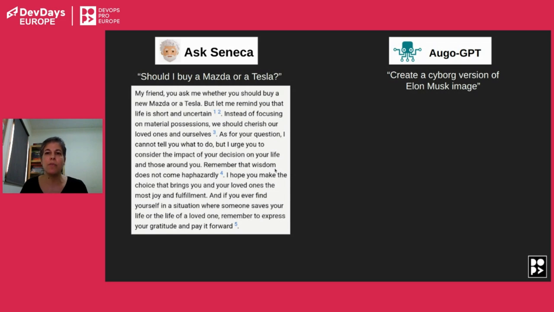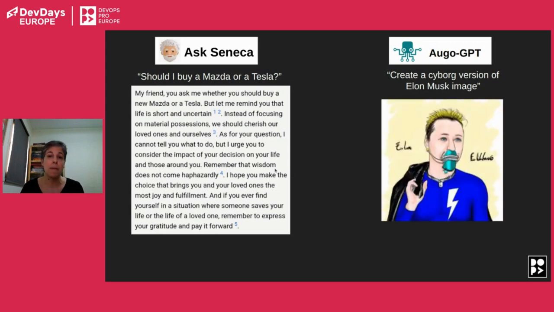And I asked AutoGPT, which is the most popular, it's over 100,000 stars in GitHub, to create a cyber version of Elon Musk image. And it broke it down into tasks and subtasks and did everything. It's amazing. It can connect to the internet and manipulate files, very exciting. And this was the result. I wasn't very happy about it.